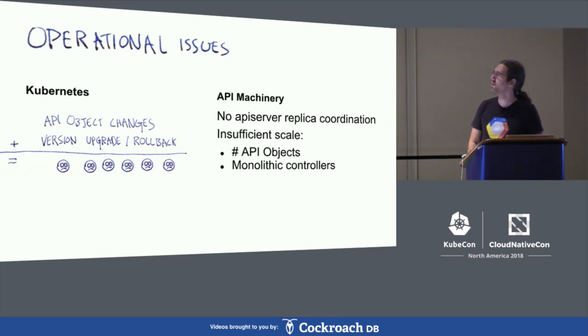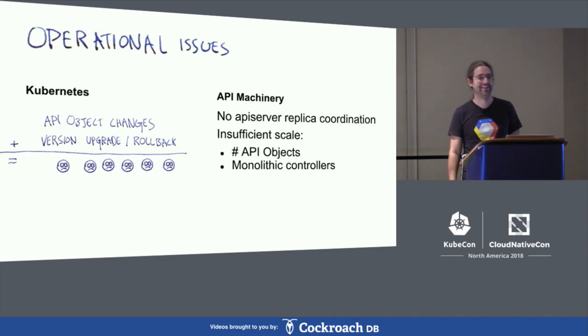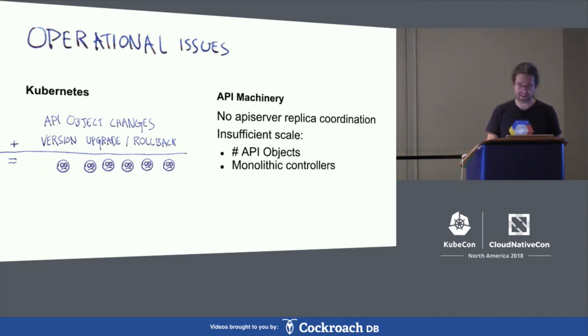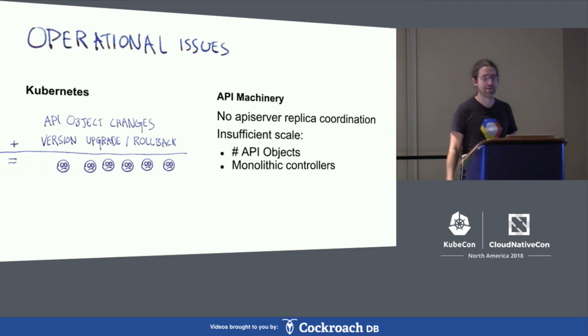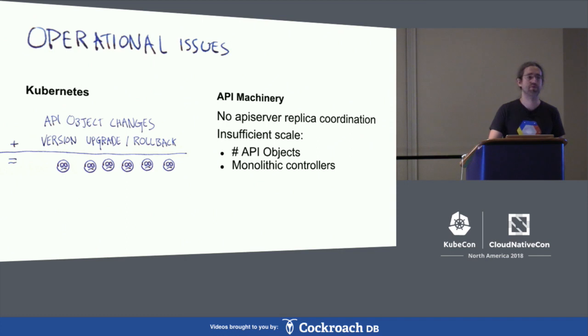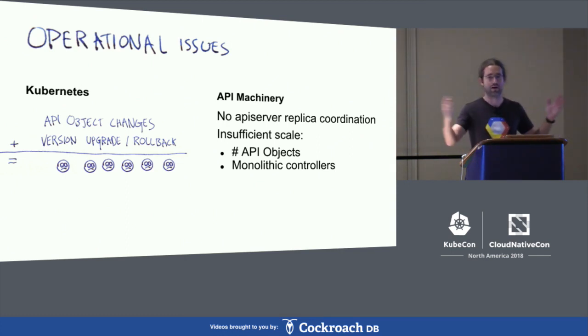So on a somewhat more sad note, both API machinery and Kubernetes have some operational issues. How many of you here have ever tried to upgrade your Kubernetes installation? Okay. So did you have a good experience every time? Yeah, it's tricky, right? API machinery also has some issues. There's no coordination between replicas of API server, for example. I'm sure, especially as people add more CRDs to the system, we're going to get requests to scale to support larger numbers of objects. And we've already gotten these requests.